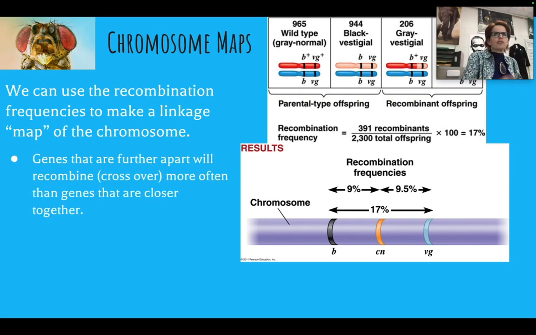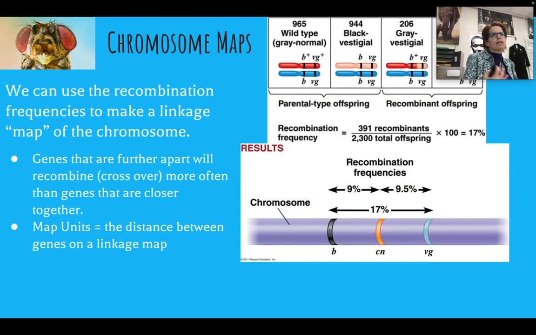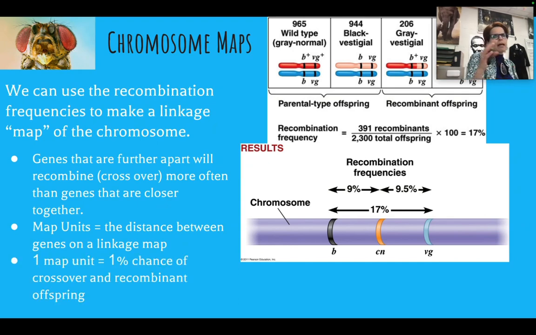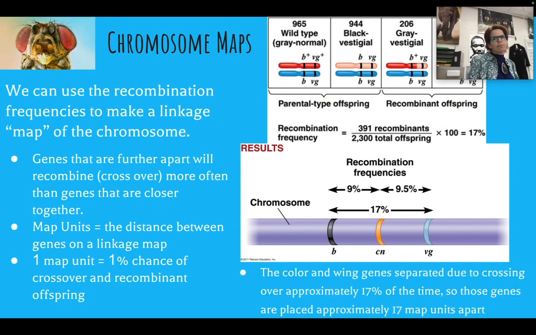So it says here, genes that are further apart will recombine more often than genes that are closer together. Map units are the distance between genes on a linkage map. One map unit is a 1% chance of crossing over. So in the example here, the color and wing genes are separated due to crossing over approximately 17% of the time. So we say those genes are placed 17 map units apart. If the map units are closer together, then they get crossed over less often.